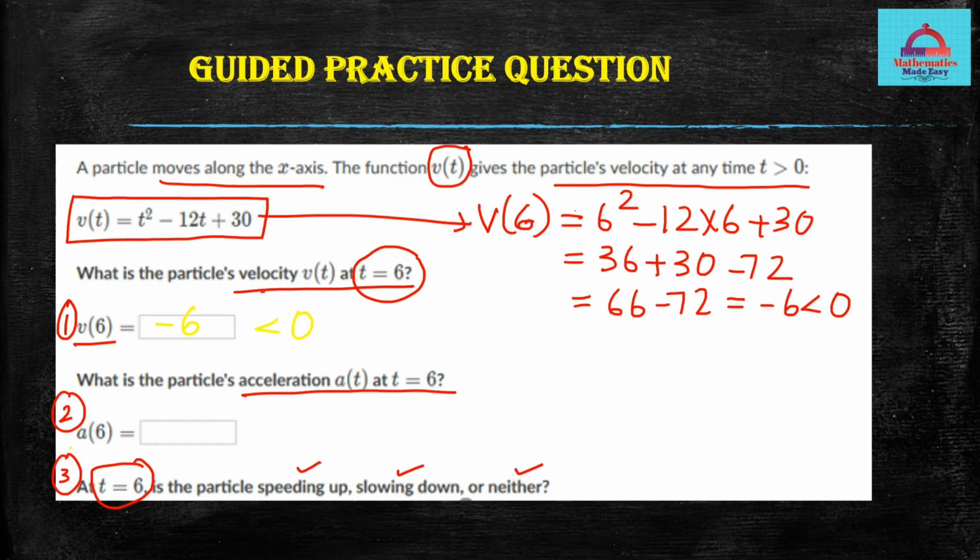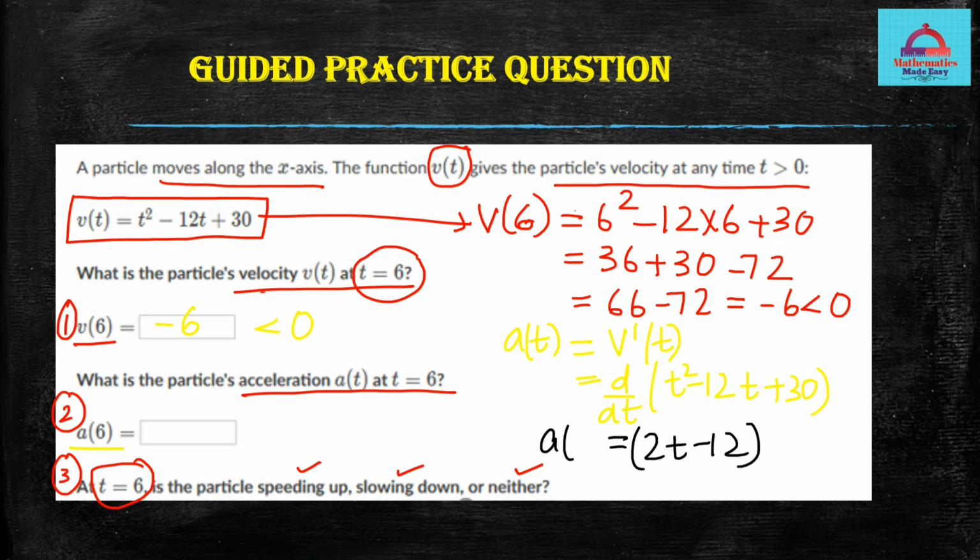Now let's look at the second one, and based on these two values we will decide the answer for the third part. So to get your acceleration a at t, we are now going to use the formula that it is the first derivative of velocity. So let's differentiate d by dt of t square minus 12t plus 30. So when you solve it, this is going to be 2t minus 12, and that is what is the value of acceleration at the point t.